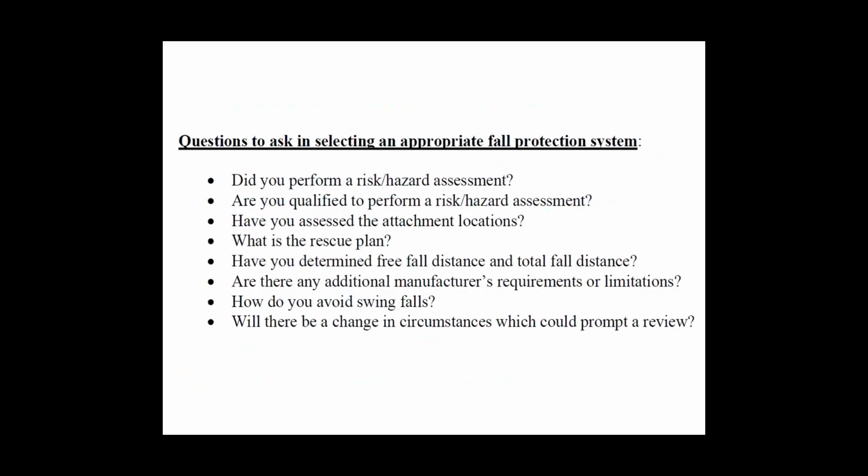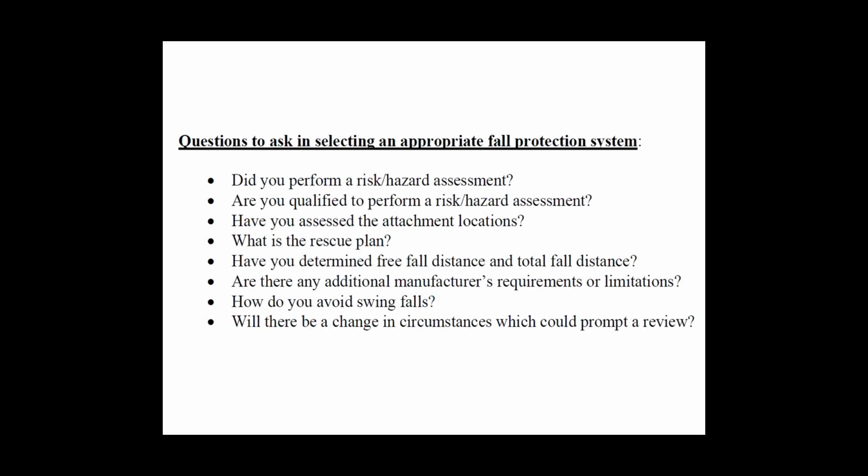Again, questions to ask in selecting an appropriate system would be: did you perform a risk assessment based on the task to be performed? And the qualified person was the person who did the risk assessment, the qualified person to do that assessment. Have you assessed the attachment point locations? Because they vary from machine to machine, from manufacturer to manufacturer. Some are around the toe board, some are around the mid-rail, some are at the entry of the platform, some are closer to the guardrail of the machine. So based on the anchor point location, it may change the selection or election of system that you use.